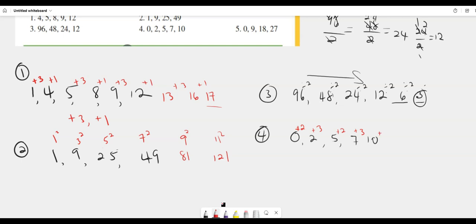So this would be a plus 2, which would give you a 12. And then a plus 3, that would give you a 15. Then a plus 2, that would give you a 17. Then a plus 3, that would give you a 20, and so on and so forth.